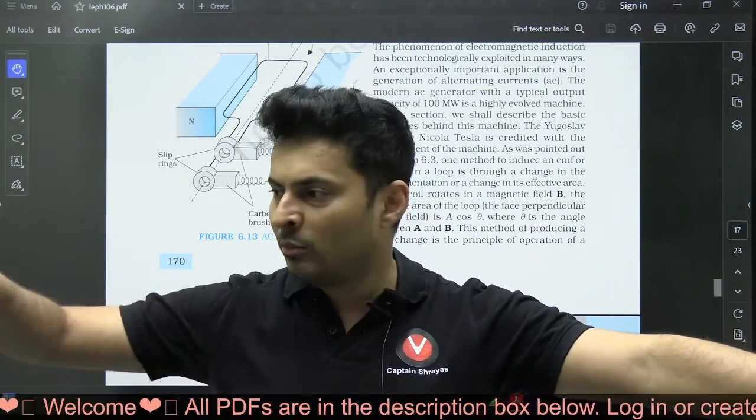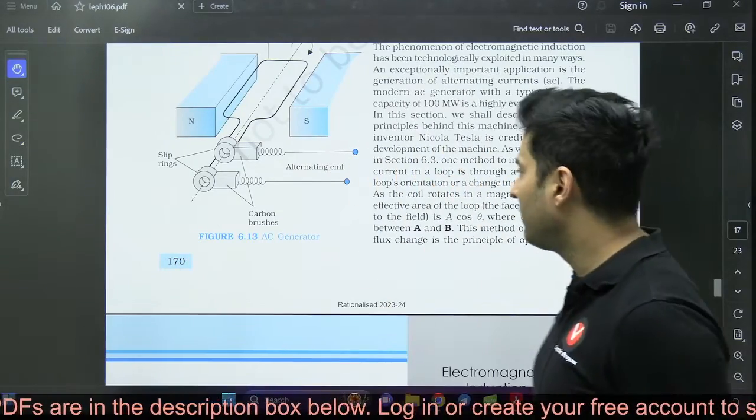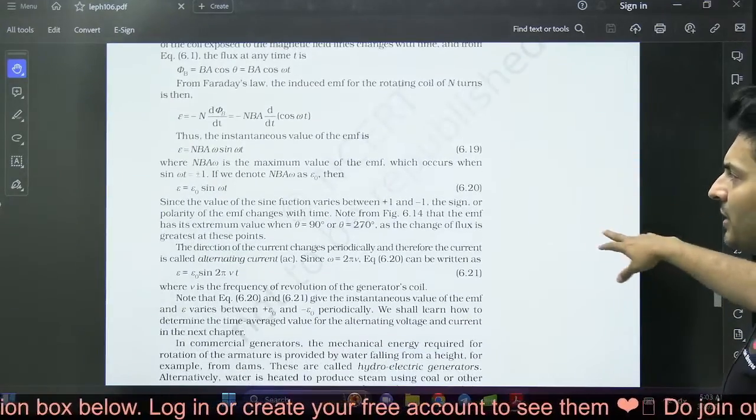Remove that I, remove that phi. Whatever is remaining is the inductance value. That's all. That's how you should derive it. Then this concept of AC generator and its derivation is very important.